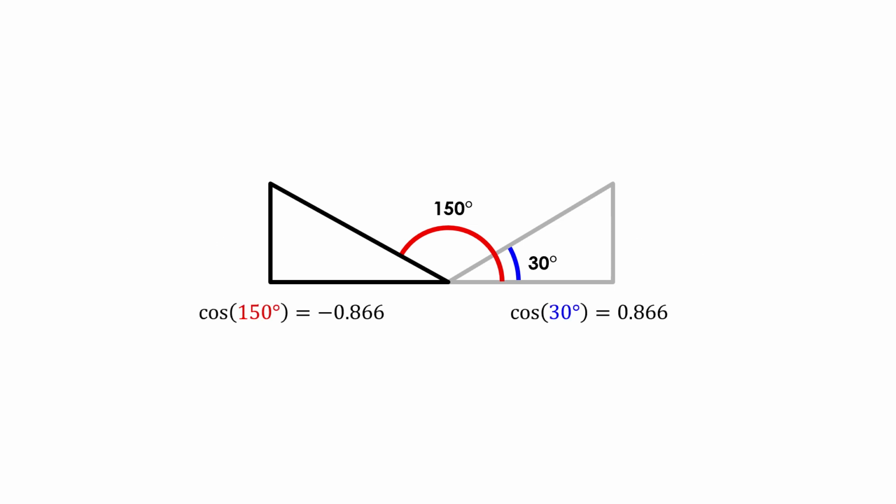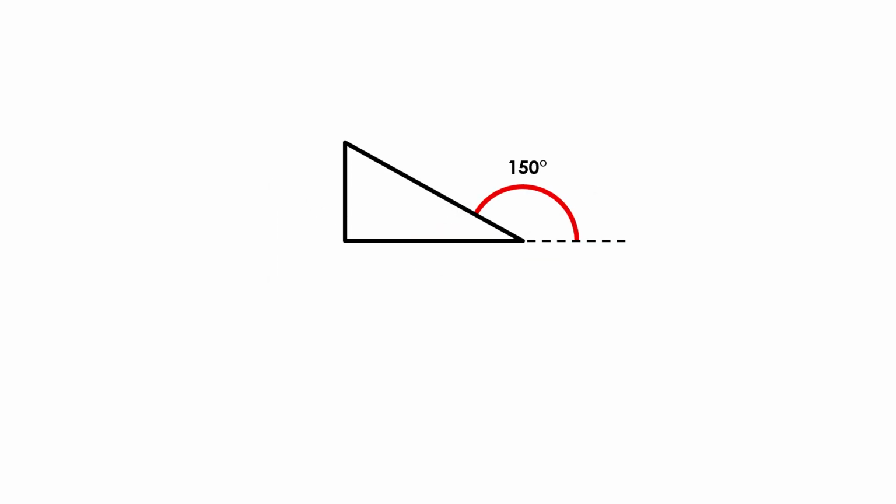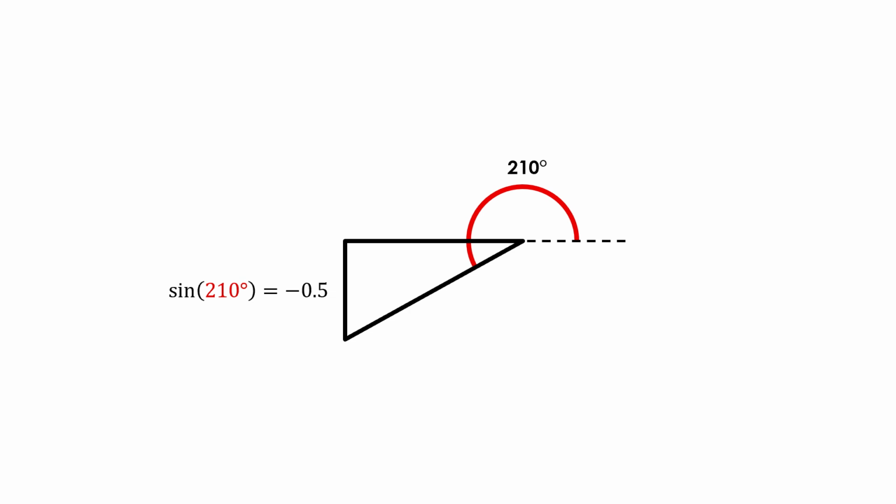The cosine of 150 degrees would also give us the same number as the cosine of 30, but in this case with a negative sign. This is because we are now on the negative side of the x-axis. If we go past 180 degrees, the triangle flips again, this time vertically. Since we are now on the negative side of the y-axis, then the sine also gives us a negative number.